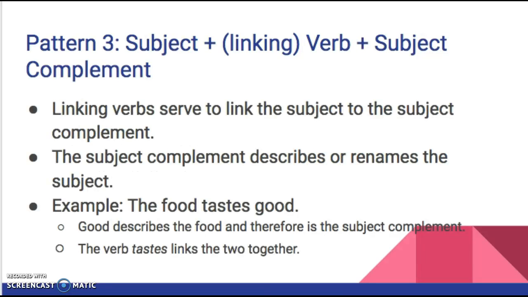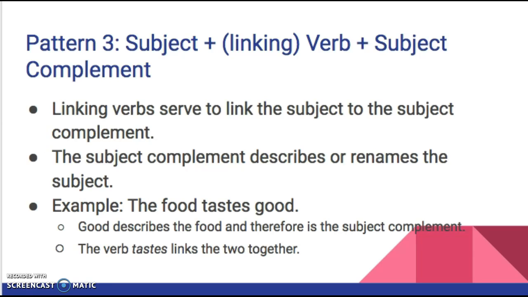Okay, the third sentence pattern that we're going to talk about today, and the final sentence pattern, is the subject plus linking verb plus subject complement. What's a linking verb? Action verbs are pretty self-explanatory. Those are verbs that are in action. Someone's doing something, something is happening. Linking verbs are a little bit more confusing sometimes because they don't necessarily have an action associated with them. Rather, they link the subject to the subject complement. And the subject complement generally describes or renames the subject.